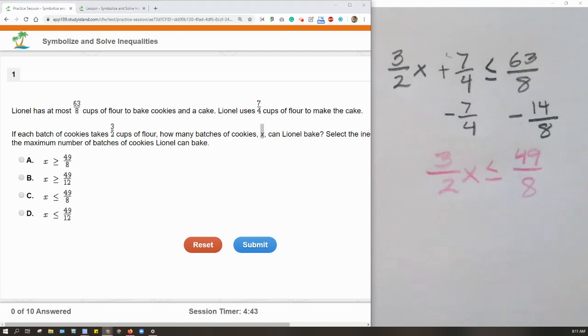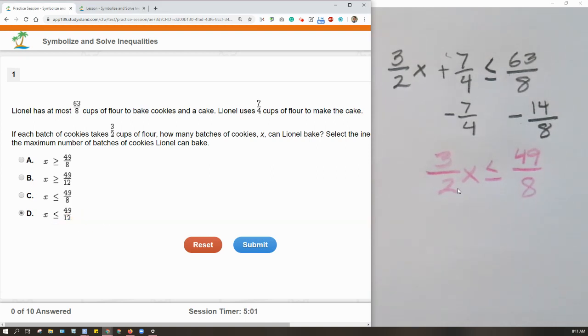Now, you can see that number right here, but that clearly isn't the answer, because 3/2 times X is less than or equal to 49/8. This just says 1X is less than or equal to 49/8. So that can't be the answer, because 3/2 times X is less than or equal to 49/8. So this is going to be the answer. How do we figure that out?